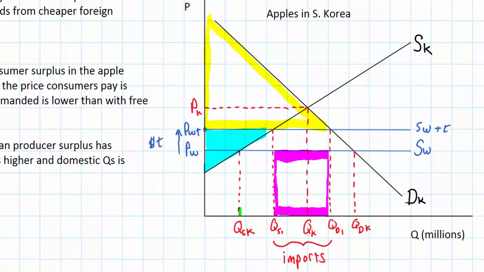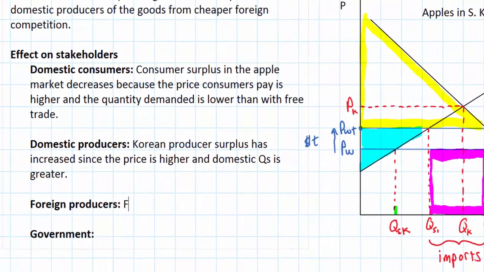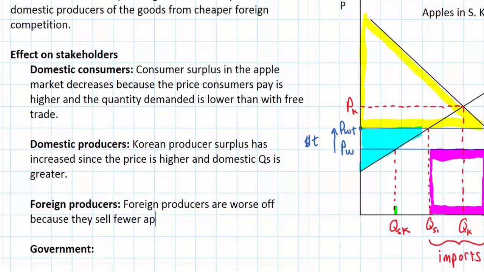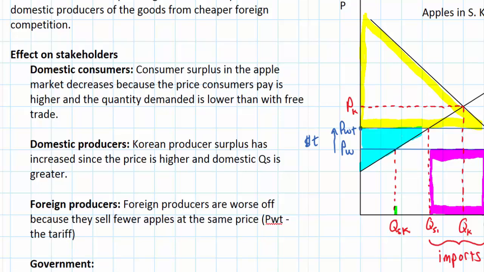Foreign producers are worse off because they're selling fewer apples at the same world price, since the PWT includes the tariff which goes to the Korean government. PWT minus the tariff, in other words, what has to be paid to the government, leaves foreign producers with only PW per apple imported. So foreign producers are worse off.